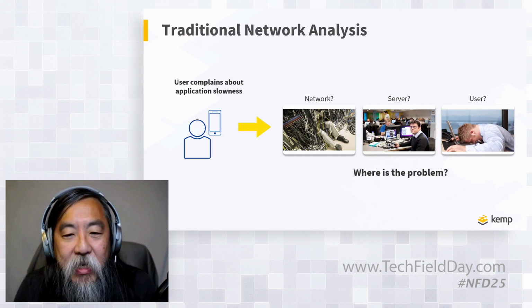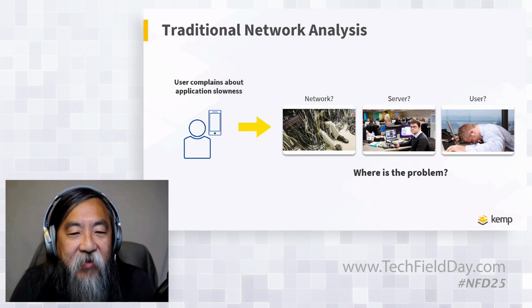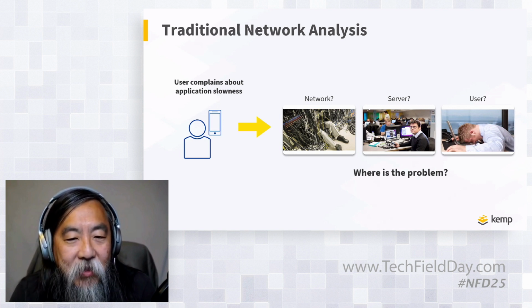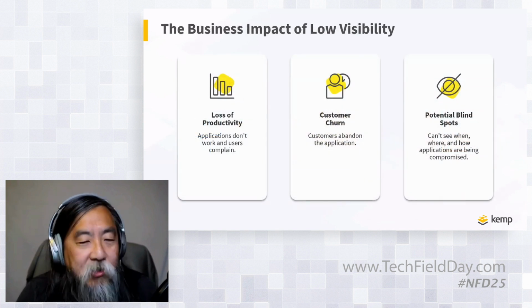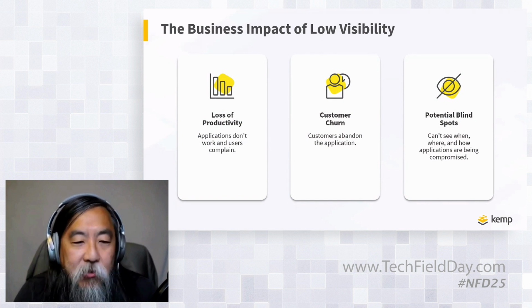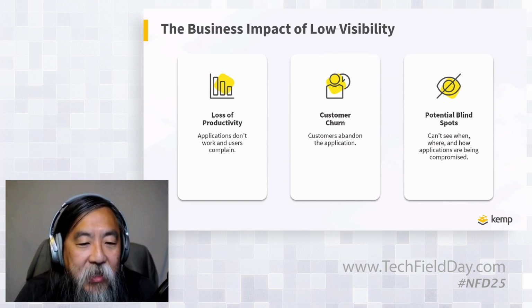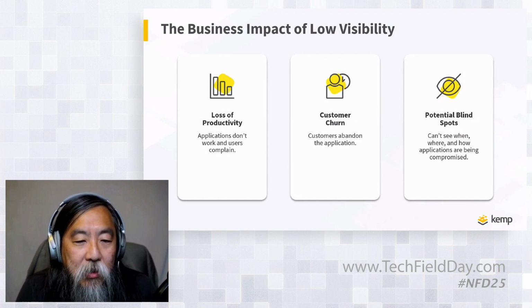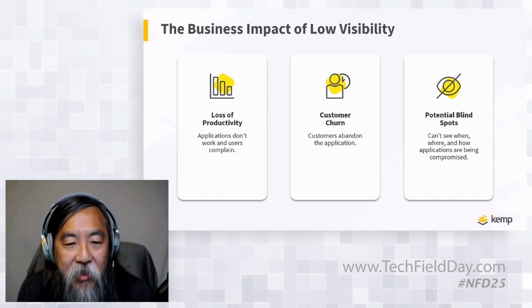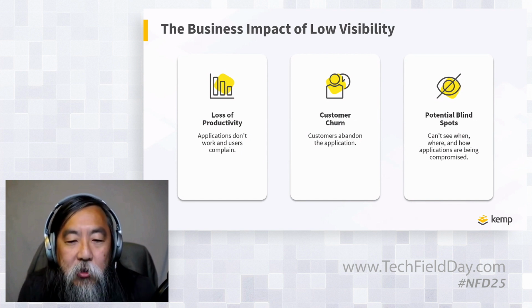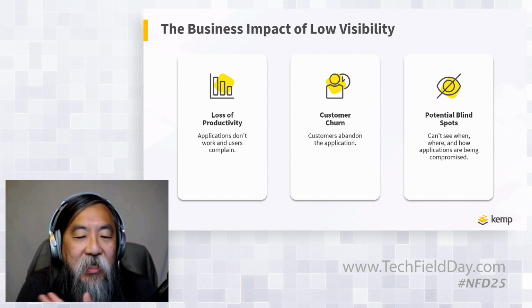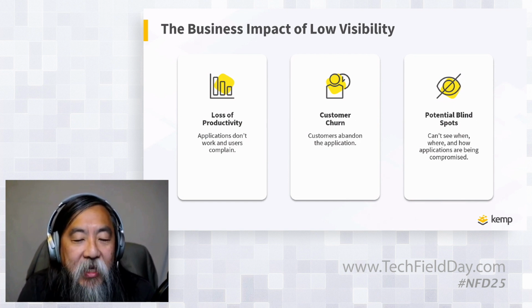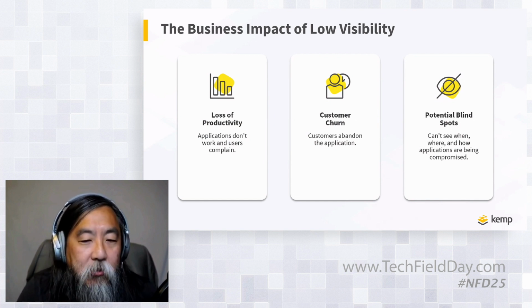So how do we change this paradigm to get to the point where we can quickly, easily and effectively fix these problems? And there's a huge impact with this. Obviously there's a loss of productivity. People don't use the applications if they don't work. If the applications are slow, then our productivity is slow. Customer churn: if you are customer facing, customers are not going to use the application. They're going to go from your website or wherever you're using your app and find some competitor that works well.